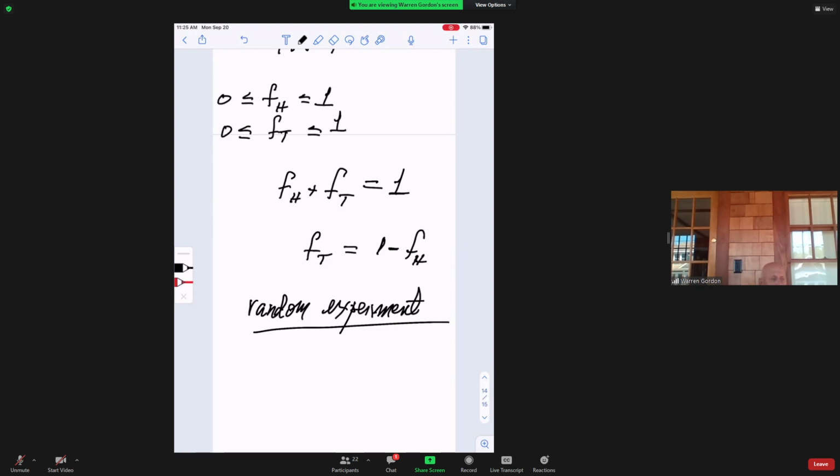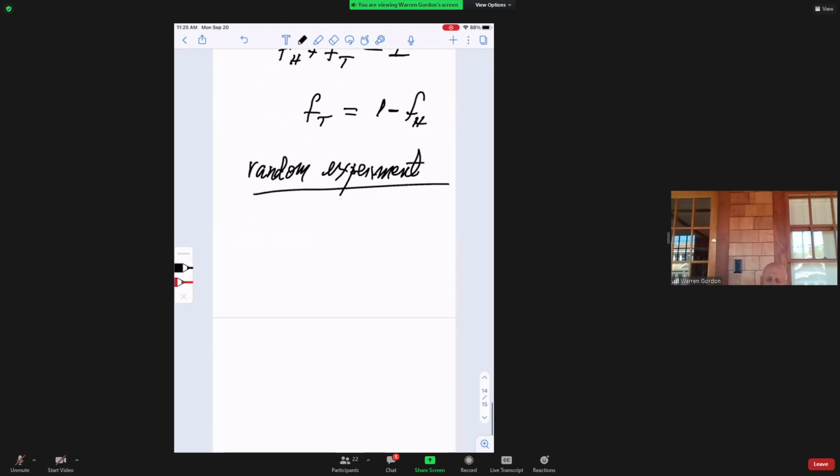Now, if an experiment is random, for example, if I toss this coin 1,000,000 times, we would notice that the relative frequency of heads should approach 50% or 1/2. The relative frequency of tails should approach 1/2 in this case.